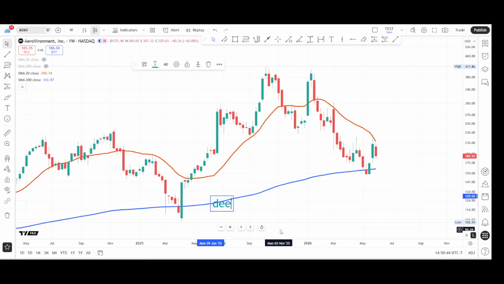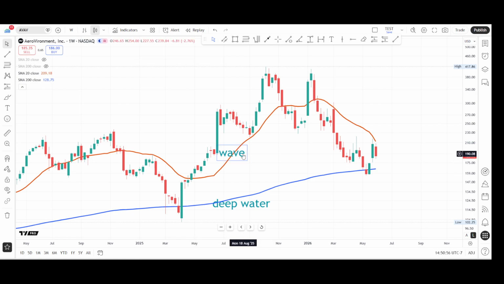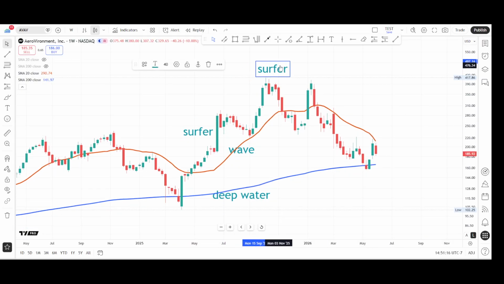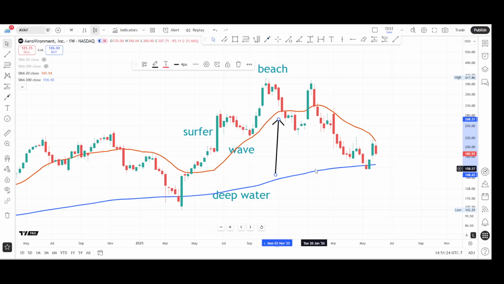Let's just bring that in real quick. This is the deep water. This is the wave. The 20-period moving average is the wave itself. The surfer surfing the wave is the market. The surfer is the market. All right, that's better. The beach was out here. So the wave is going from the deep water into the beach.